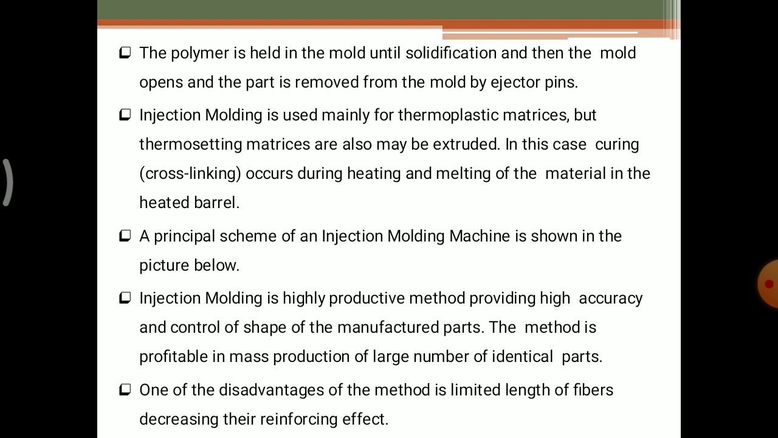Then injection molding is used mainly for thermoplastic matrices, but these thermoplastic matrices may also be extruded. Extruded means pulled from the original part from both ends. Then in this case, curing occurs during heating and melting of the material in the heated barrel. And this is a cross-linked structure. And a principal scheme of the injection molding machine is shown in the picture.